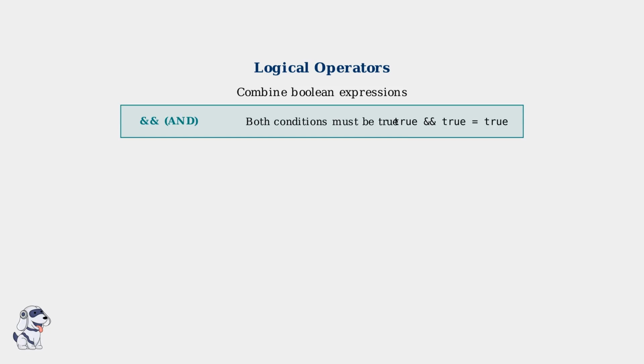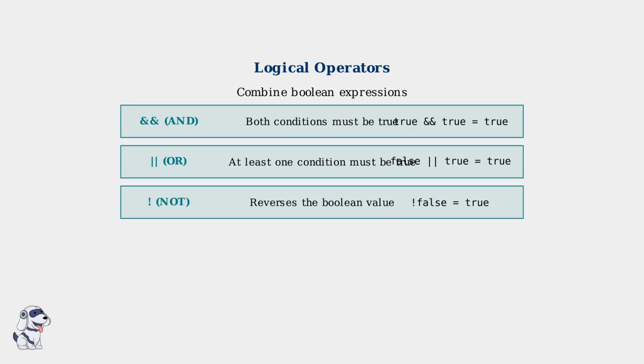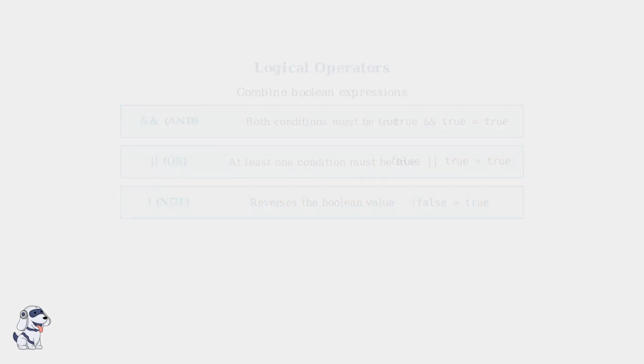Now let's explore logical operators, which combine Boolean expressions to create more complex conditions. The AND operator requires both conditions to be true. The OR operator needs at least one condition to be true. The NOT operator flips the Boolean value from true to false or false to true. Let's see how we can combine relational and logical operators in a practical example.